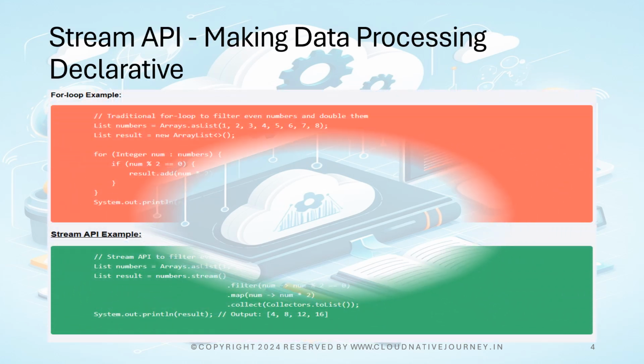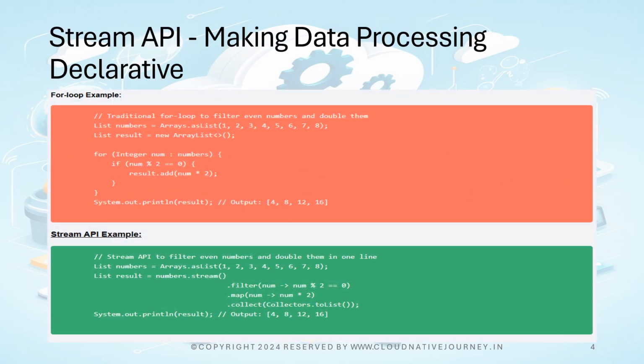For instance, let's say you have a list of numbers and you want to filter out the even ones and double them. Here is how you would do that using a traditional loop. Now with streams, you can do that exact same thing in just one line. As you can see, the Stream API makes the code more readable and concise.